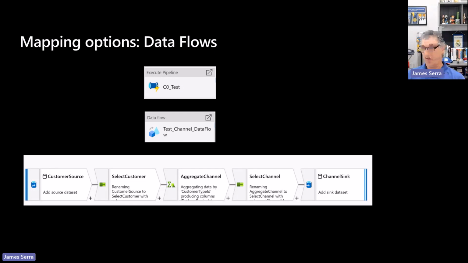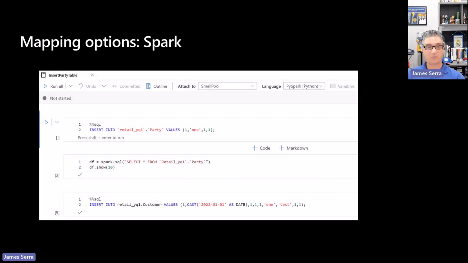Now you can also say, well, I love Spark, I want to use that for mapping. Fine, you can go into a Spark notebook and then access your source system using whatever language you want, in this case could be Python, and then write it to your common data model, your database templates. So all three options are available to you.